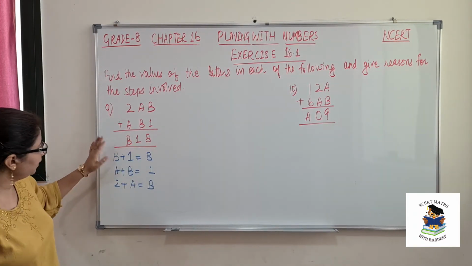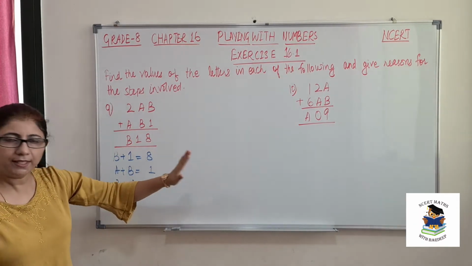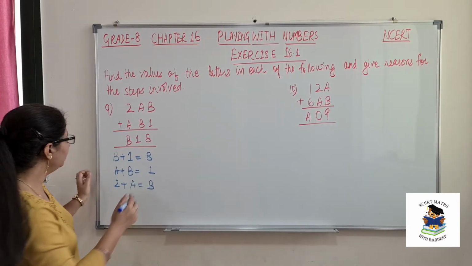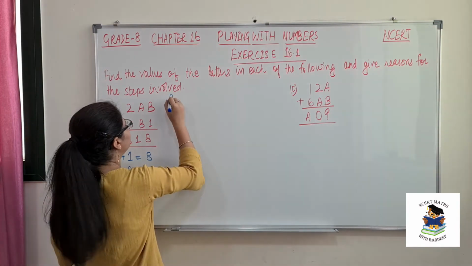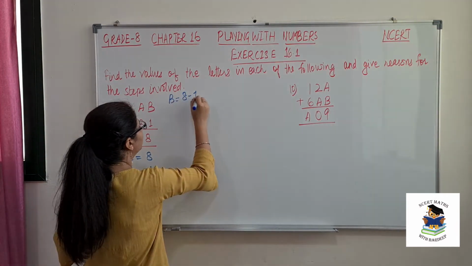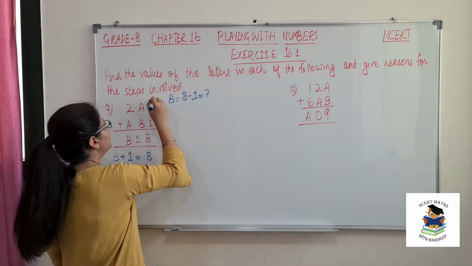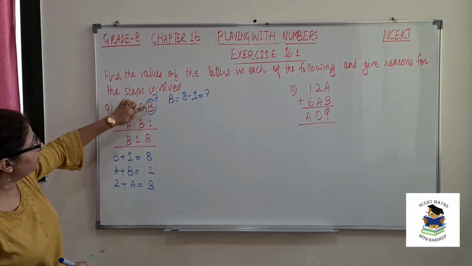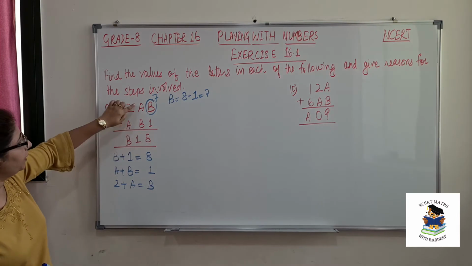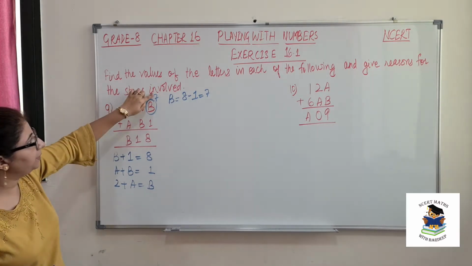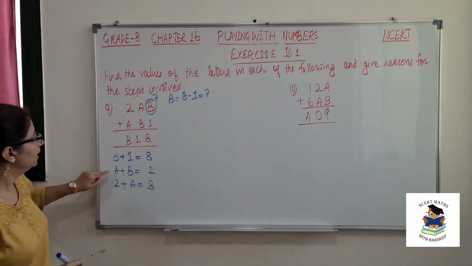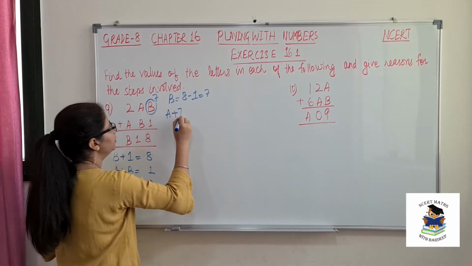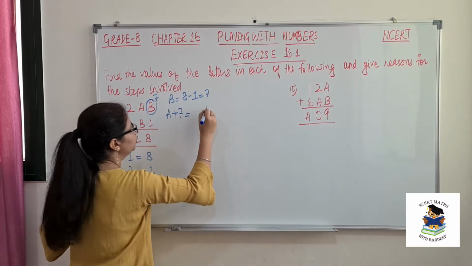So we can see that B plus 1 should be 8. Then what should be B? That is 8 minus 1 is 7. So possibility of B is 7. So let's see, this is B equals 8 minus 1. So this is 7. So this B can be replaced with 7. So 7 plus 1 is 8. Now A plus B. We got B as 7.